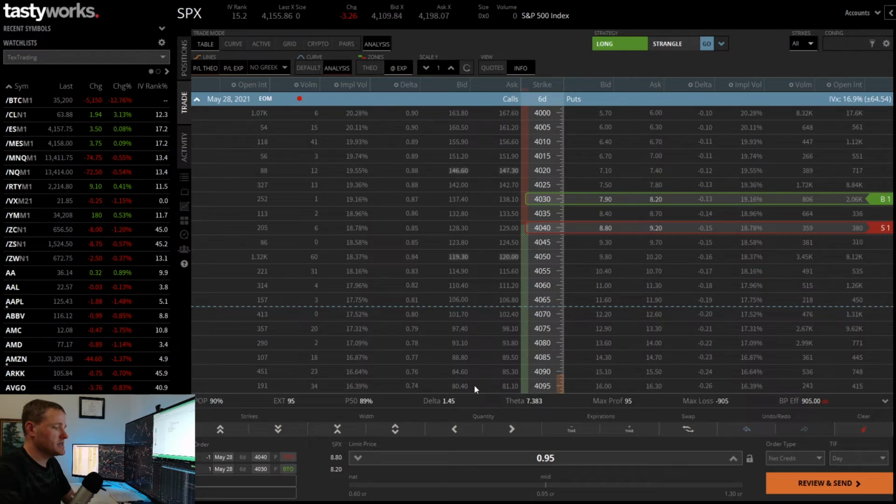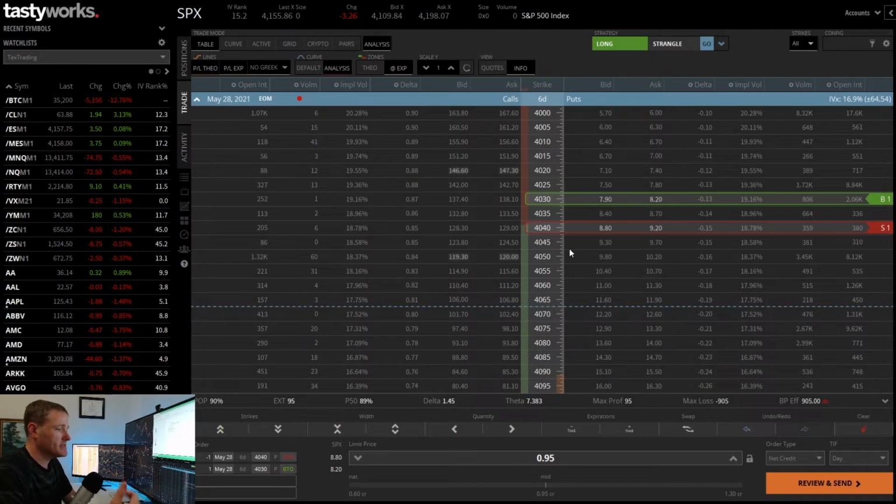In this case, because we are selling a credit spread, theta is our friend, right? So in this case, if we did nothing, or if the underlying did nothing, if it just traded sideways, this spread would still make us $7.38 every day that passes, just simply from those contracts decaying, right? So that's perfect. That's what we want.